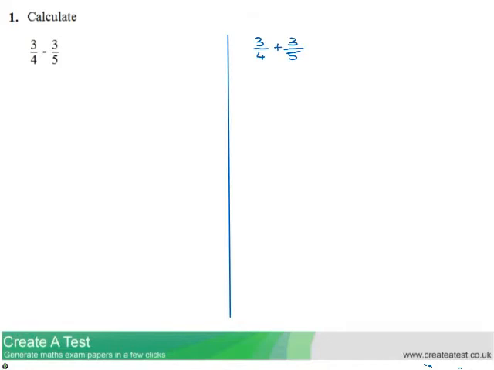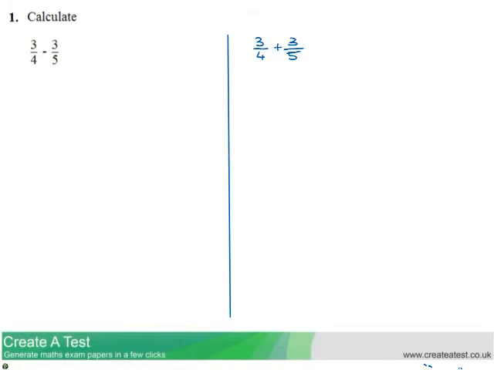So what we must do before we add or subtract fractions is make sure that both fractions have a common denominator. That means that the bottom number is exactly the same. So how do we find out that common denominator?